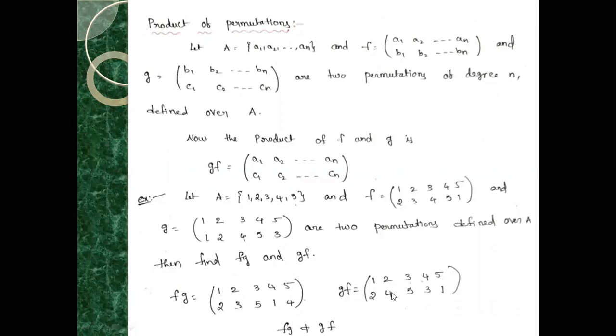Next, 4 to 5 in F, and 5 is related to 3 in G. So 4 to 3. Then 5 to 1 in F, and 1 is related to 1 in G. So 5 to 1. So here, 1 is related to 2, 2 is related to 4, 3 is related to 5, 4 is related to 3, and 5 is related to 1. So here FG and GF are not equal. The FG permutation is not equal to the GF permutation.